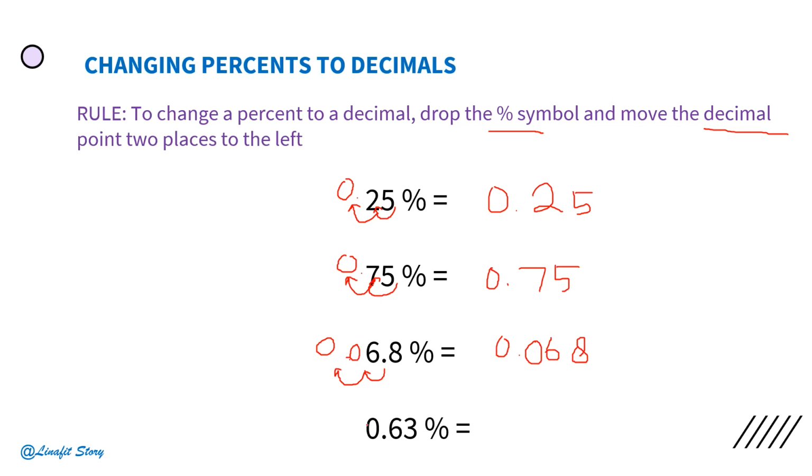0.63%. Move the decimal point 2 places to the left: 1, 2. So the answer equals 0.0063.